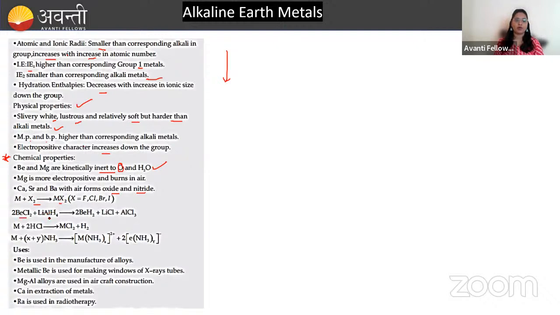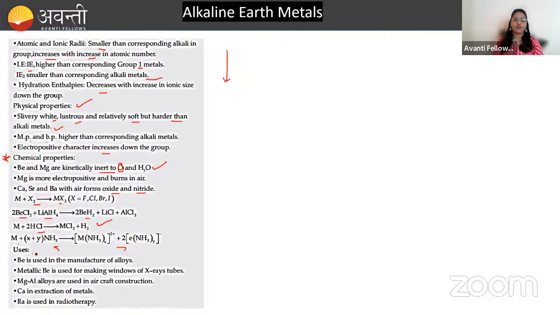In the reaction of barium chloride with LiAlH4, you can see here BaH2 is formed. When the metal reacts with hydrogen chloride, hydrogen is liberated. When the metal reacts with ammonia, it forms an ammoniacal solution that imparts a blue color to the solution, because there are certain free electrons present here.